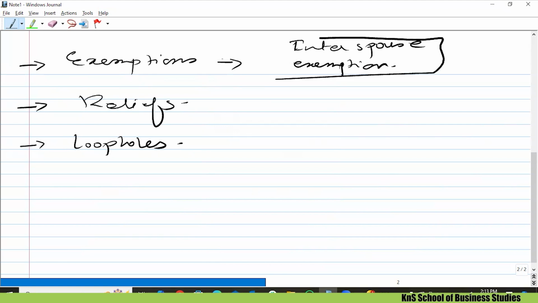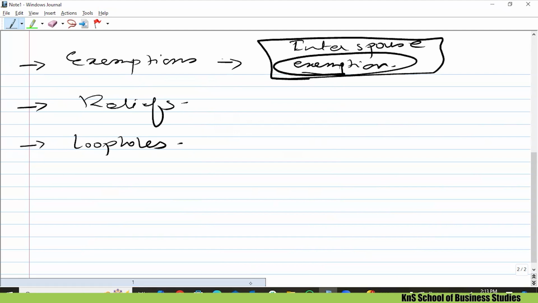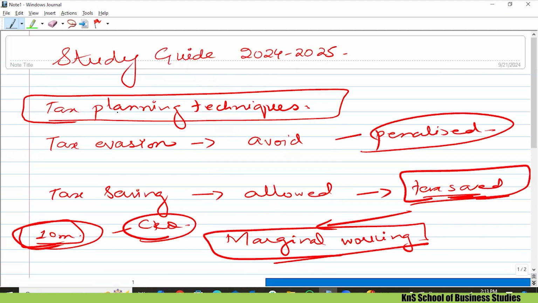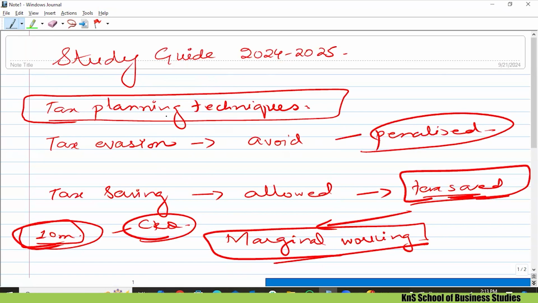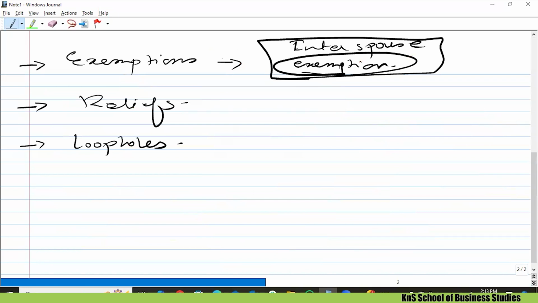inter-spouse exemption. When you are giving something to your spouse, it is exempted from tax. You're not going to pay the tax. So in my tax planning technique, can I use this technique to save my tax? Yes, you can use it. You can transfer a certain amount of your wealth, so you can claim this exemption and basically save your tax.